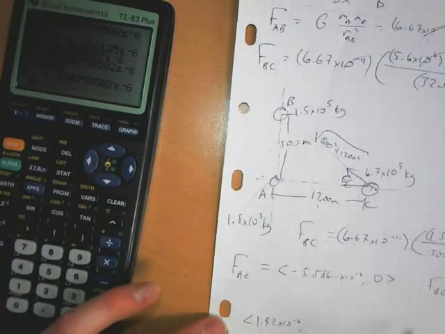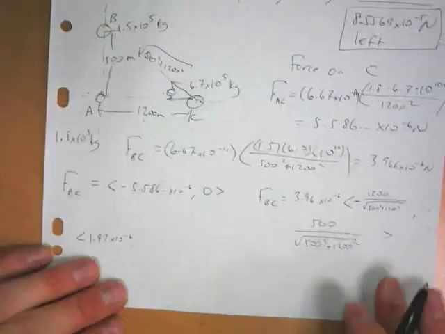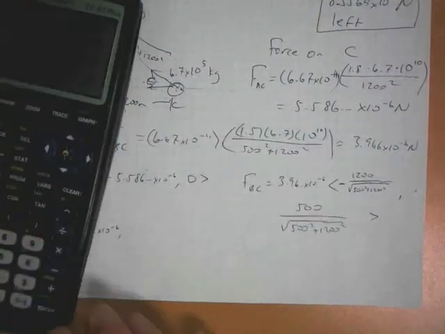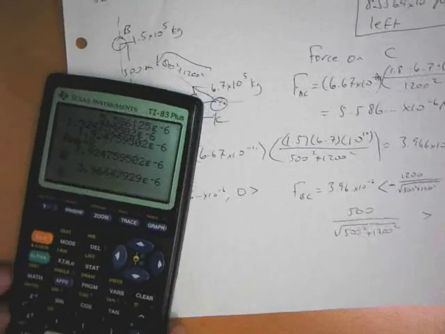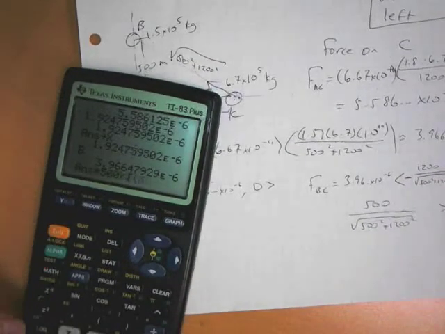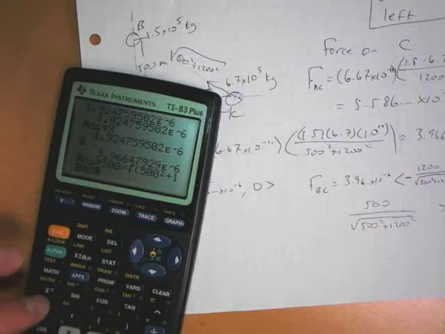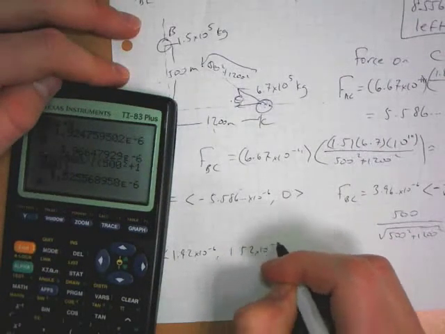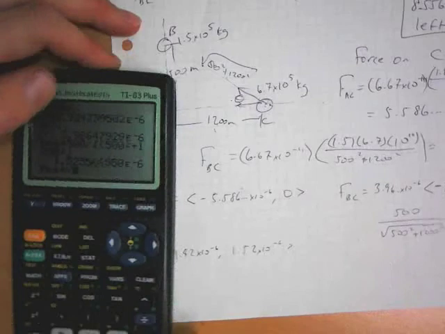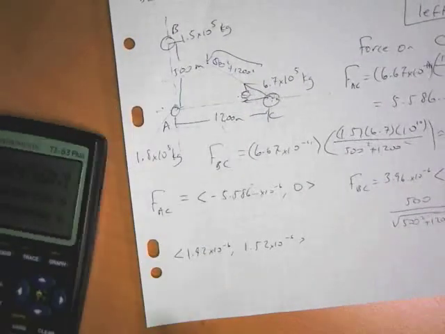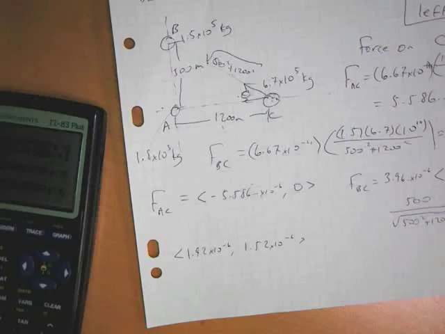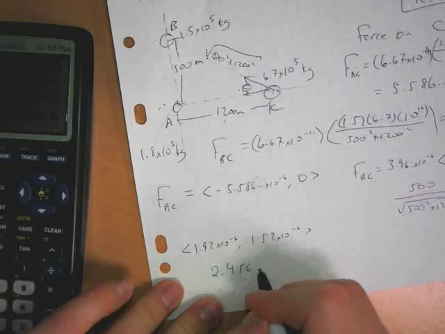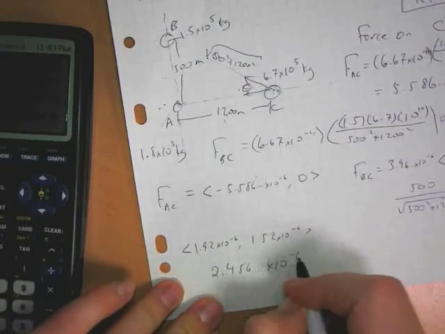When we add these two together, then we add together our Y components, which is just 0 plus 3.96 times that stuff. 3.96 I stored as B, so we go times 500 over square root of 500 squared plus 1200 squared. And we get 1.52 times 10 to the minus 6. So I'll store that as Y. And then to find the magnitude, we just do square root of X squared plus Y squared. And so the magnitude of our force is 2.456 times 10 to the minus 6 newtons.